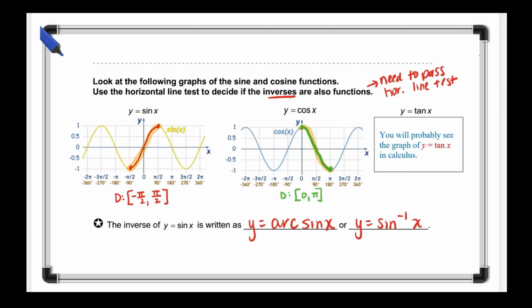So the inverse of our sine function or our cosine function is going to be written as arcsin, or sine to the little -1. So it could be sine inverse, or arcsine. Those are the two ways that you'd be able to see the notation.